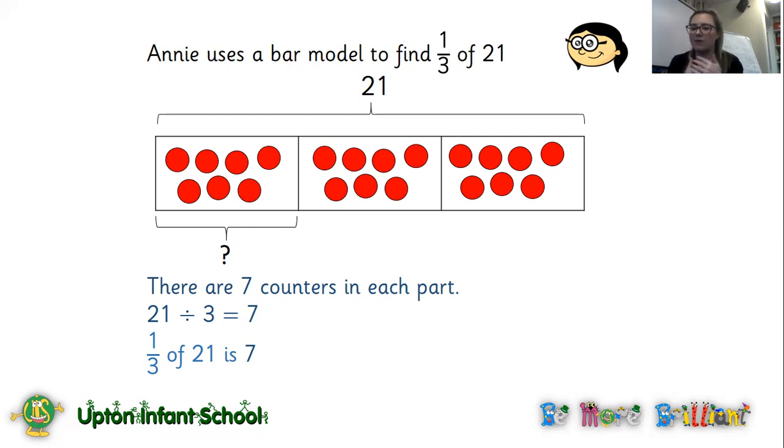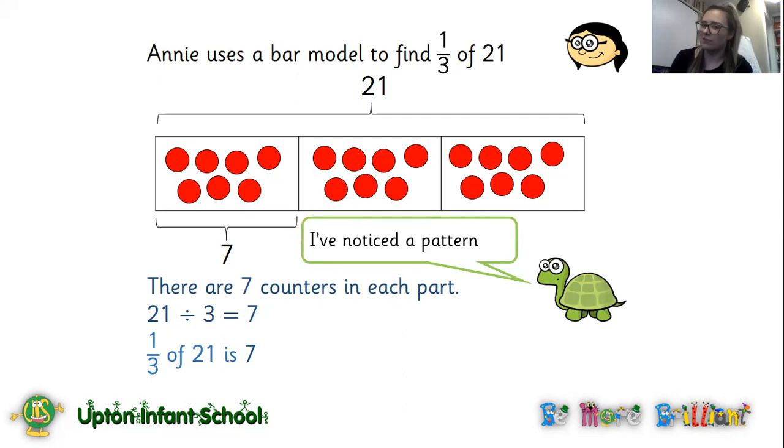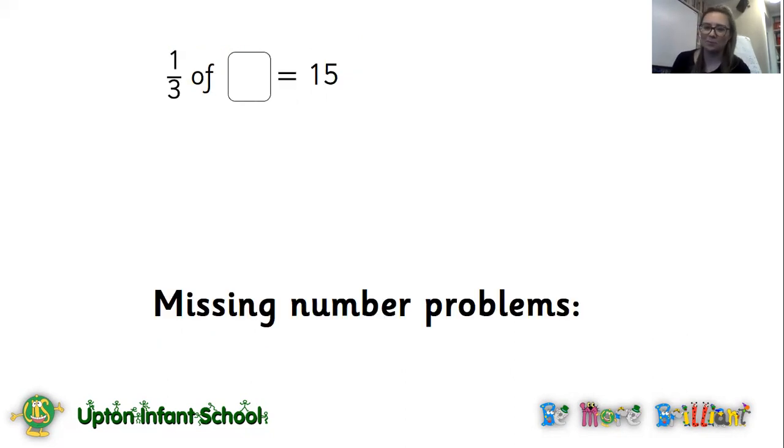And again, remember, if I'm looking for 2/3, I will look for 2 of the boxes worth. So 21 divided by 3 is 7, but also 7 times 3 is 21. So I can use my maths knowledge that I already know. And that's what we mean when the turtle says, I've noticed a pattern. All of our maths knowledge goes together to work out what the fraction is, because we can use our multiplication and our division too.